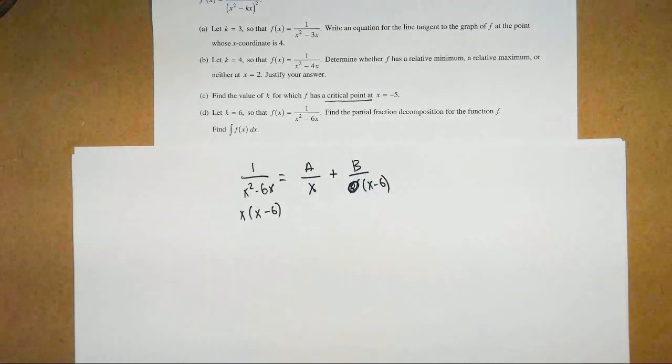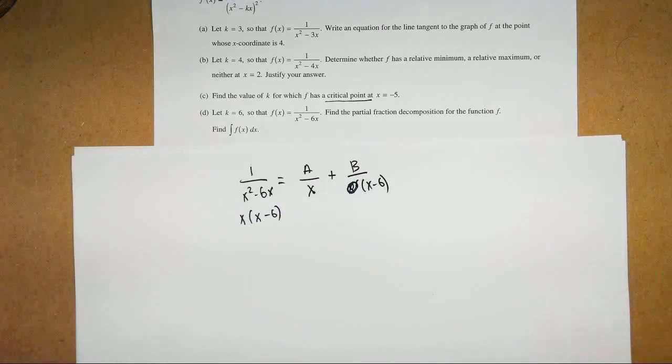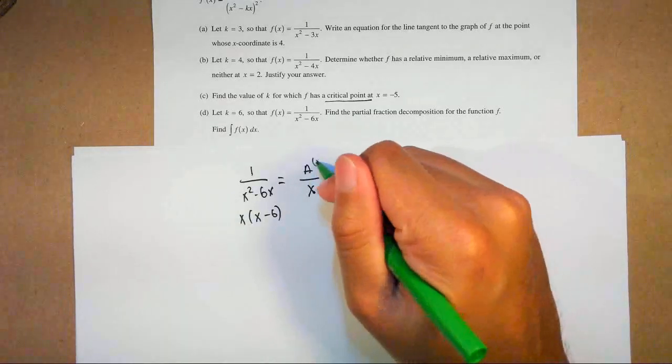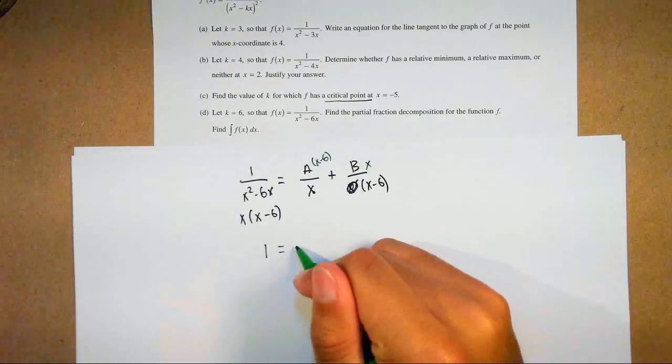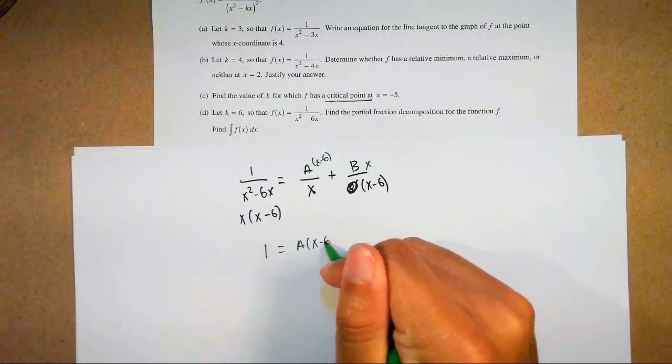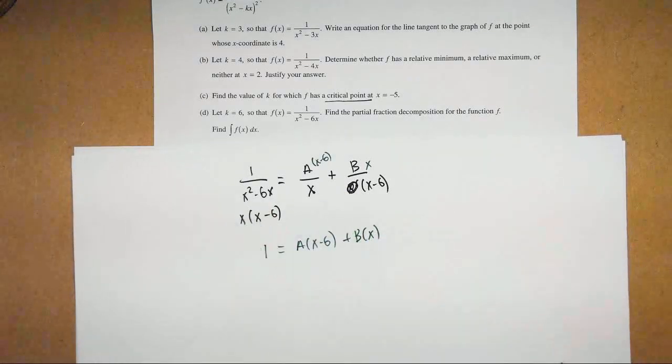Now what we're trying to do is get an LCD so we can cancel out these bottoms. So because of that, I need an x minus 6 over here. And I need an x over here. So this is going to become 1 equals a parentheses x minus 6 plus bx. Now I'm not going to write the bottom because this is just going to cancel out because I have an LCD. And that's my equation. So my next thing is I have to find a and b.